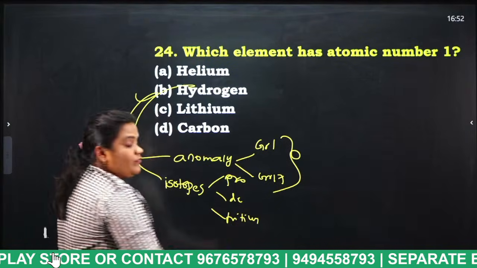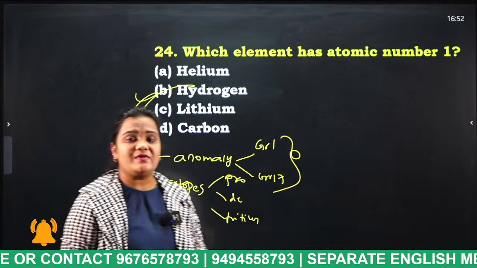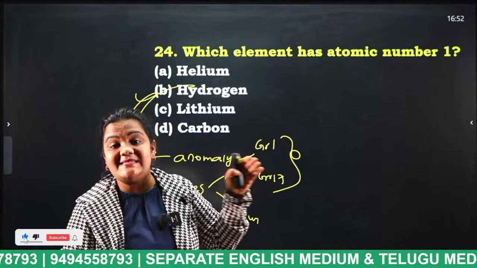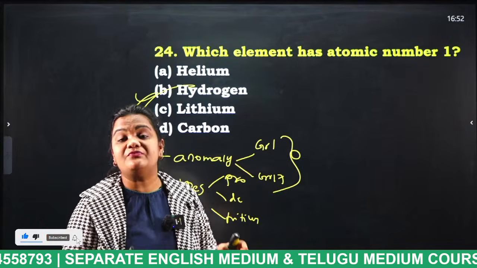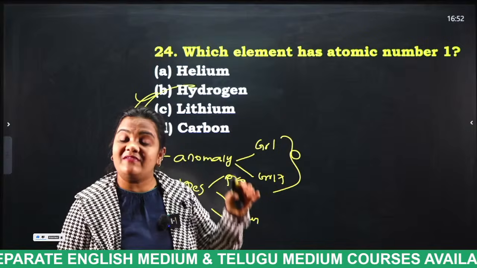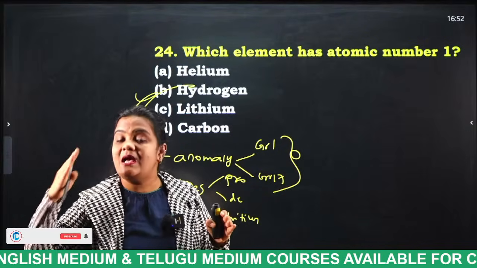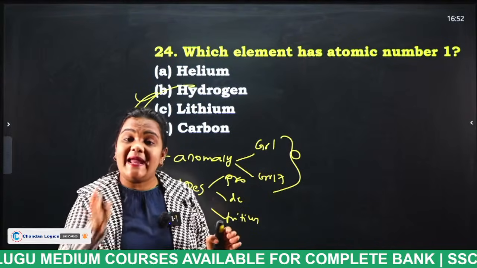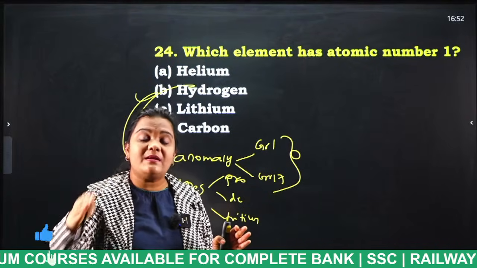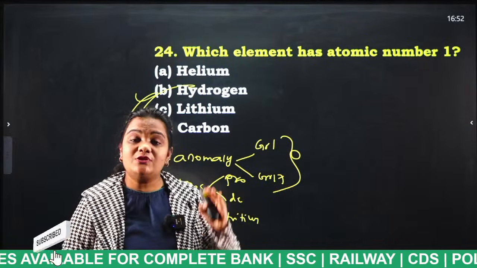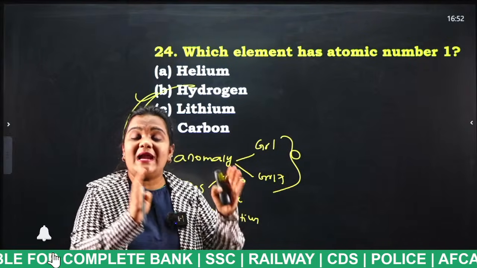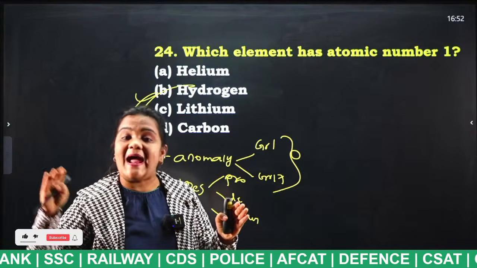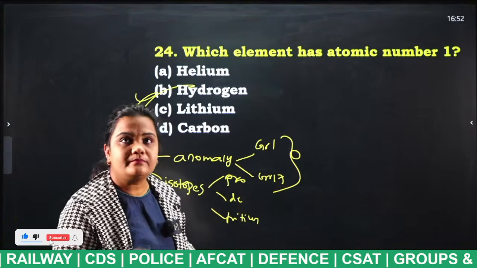What are isotopes actually? Isotopes are nothing but elements having the same atomic number but different mass number. Elements having the same atomic number but different mass number are known as what, students? Isotopes. Isobars are the elements which have the same mass number but different atomic number. Isotones means what, students? The elements which have the same number of neutrons but different atomic number. Okay? Yes.